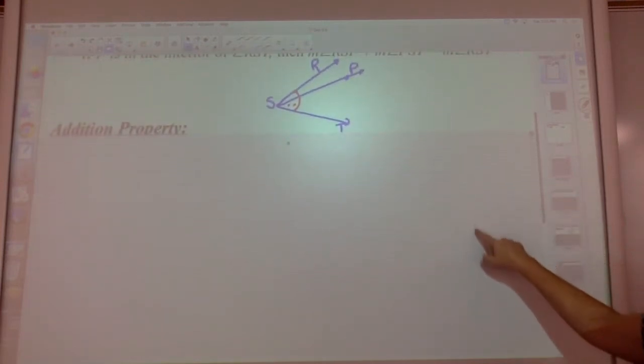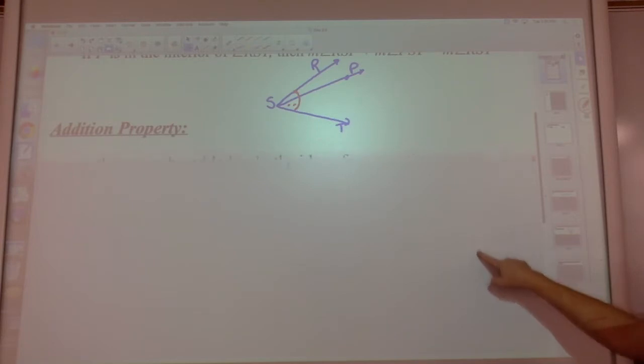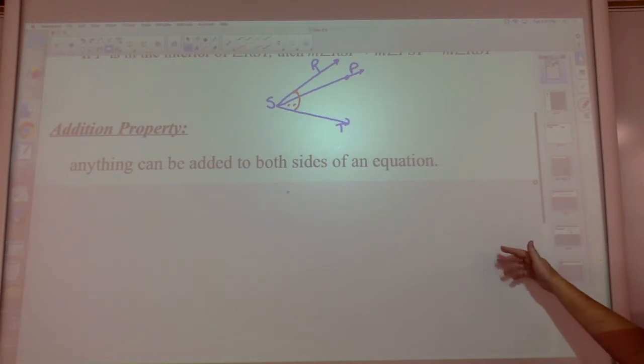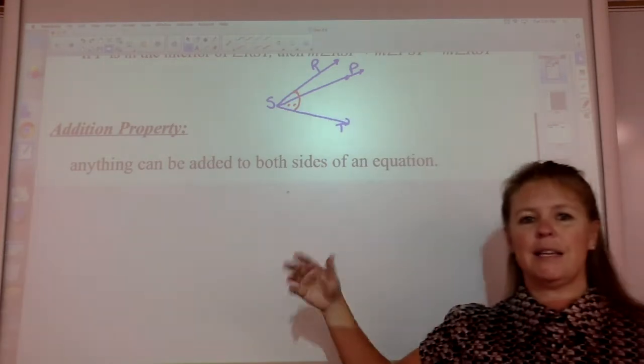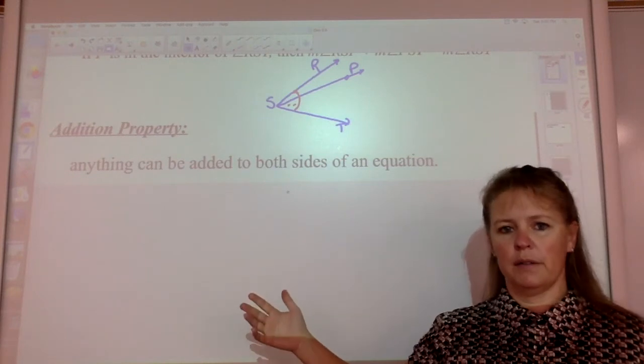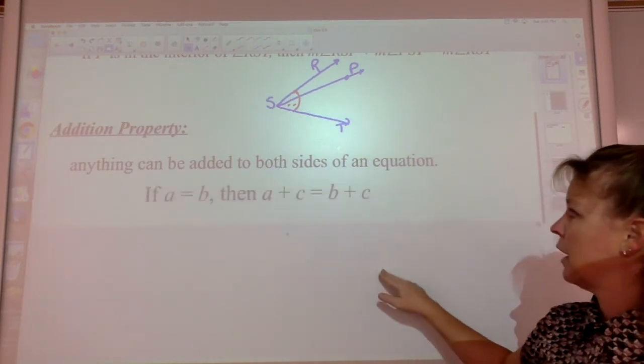From there, we're going to go through the algebra part. Those are the 2 geometries that we're working on today. Addition property is anything that can be added to both sides of an equation. You learned this last year. I don't know if you knew that it was called the addition property, sometimes called the addition property of equality. We're not going to say of equality every time. Anything can be added to both sides of an equation.